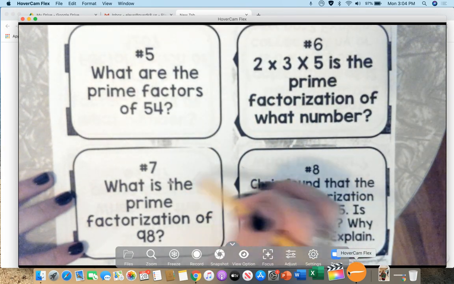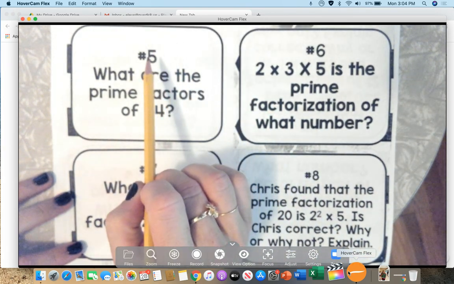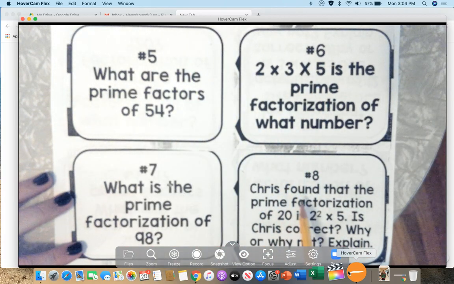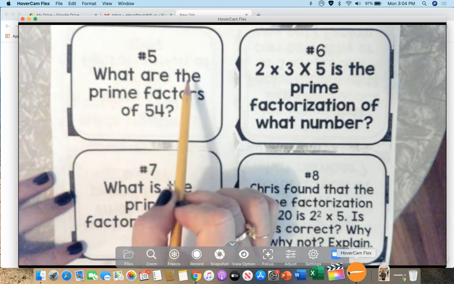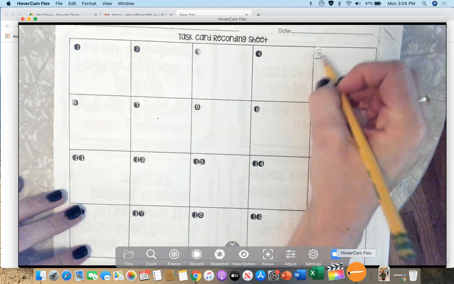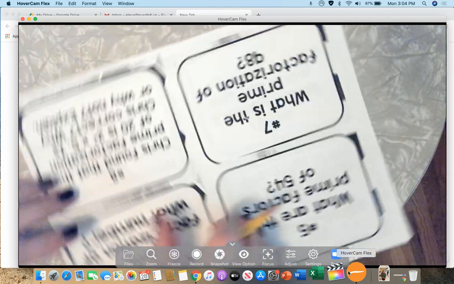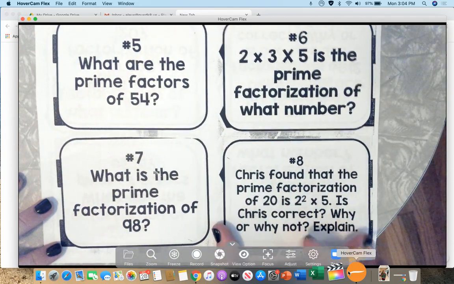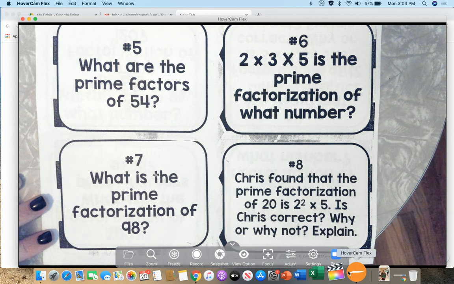I'm going to do the 4 that are on the back. So notice that the numbers are written on each problem. So this one is number 5. After I solve it, I will write my answer in the box for number 5, which would be right here, and so on. I will solve these ones for you so you have some good examples and reminders of how we work with prime factorization, and then you guys will be good to go.